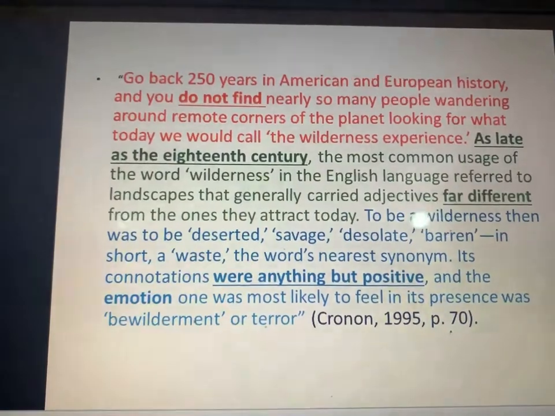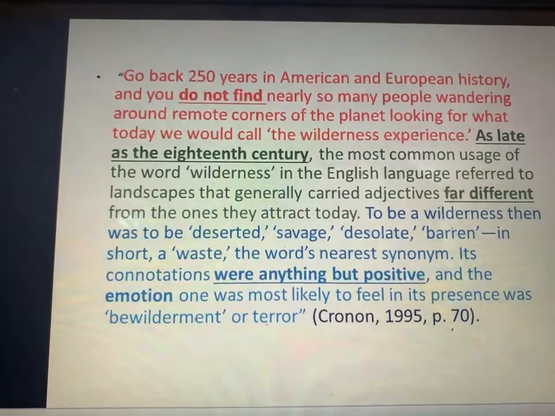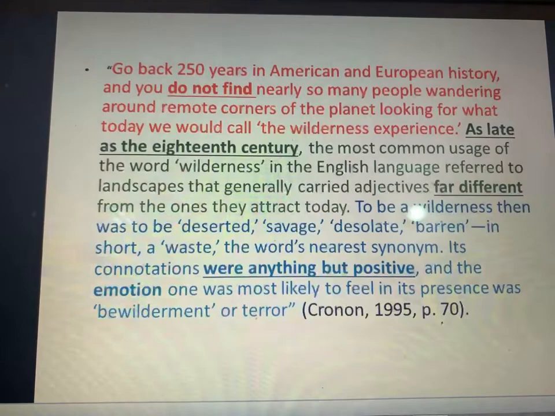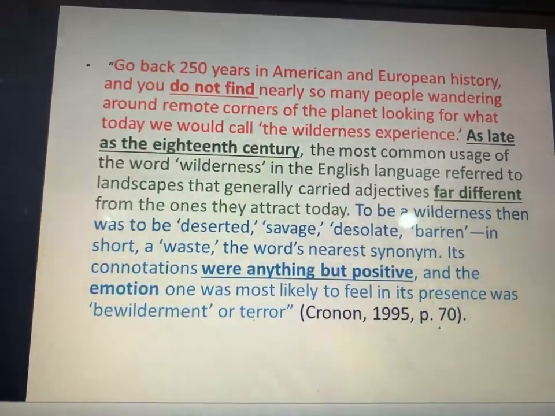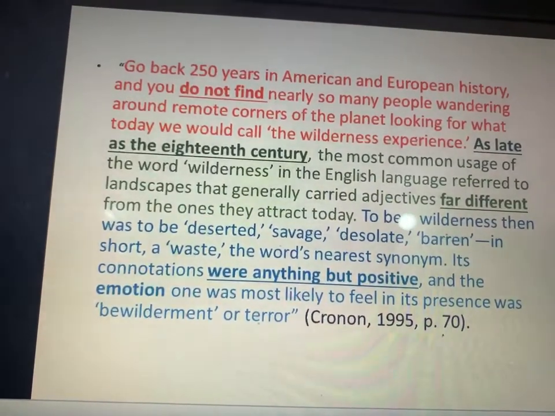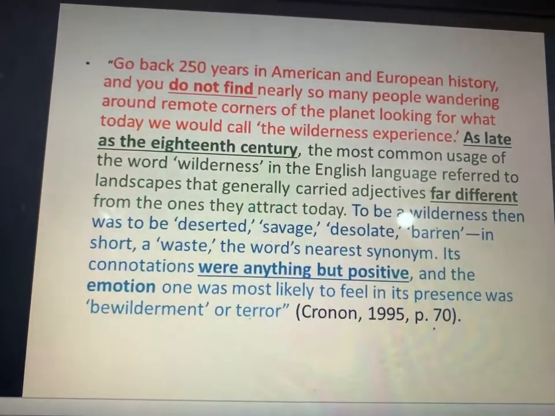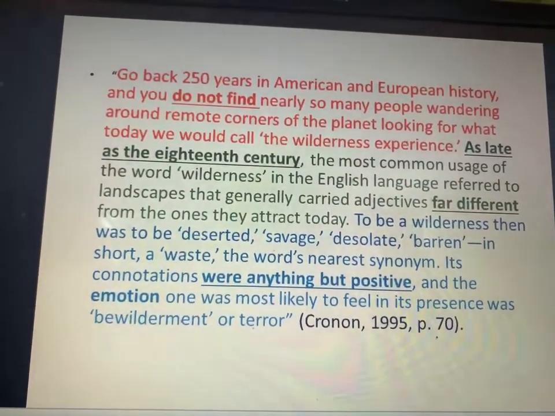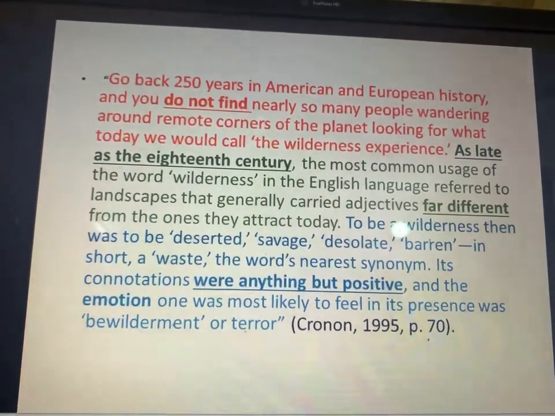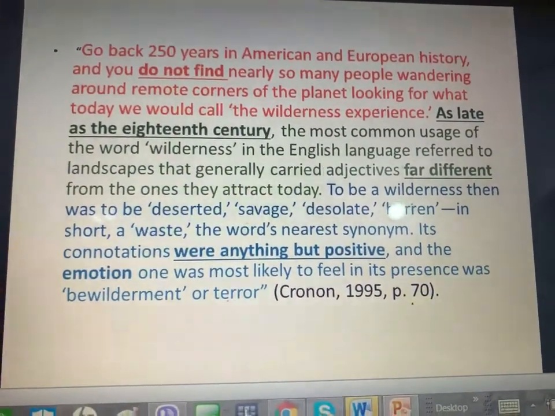So basically, the first sentence can be paraphrased as: wilderness experience was not very common. People didn't go wandering in forest or in woods. So we have this main idea of this sentence, that this was not a very popular thing. This is number 1. And then the second idea is that before the 18th century, it was not a positive thing, because it was connotated with bewilderment, terror, fear.